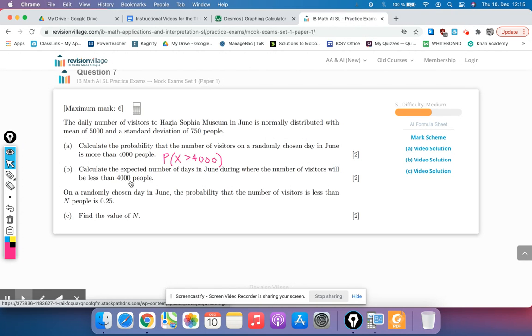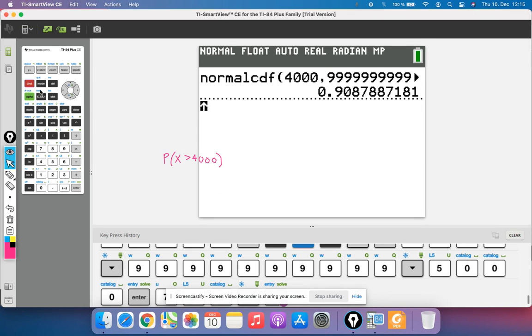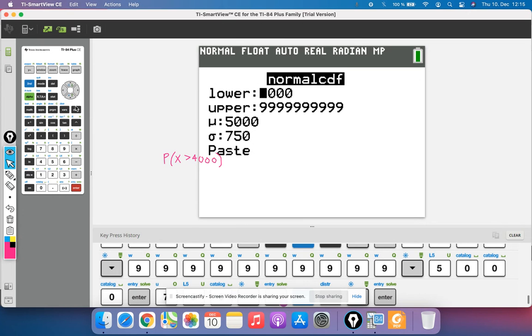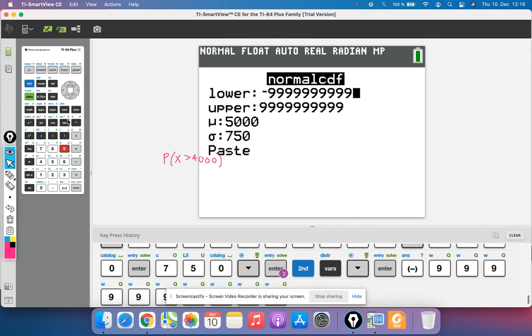Okay, the second part, part B: calculate the expected number of days in June where the number of visitors will be less than 4,000. So now we need to reverse this inequality and do less than 4,000. So going back to normal CDF, now I want the lower bound to be negative infinity. So I'm going to type in a bunch of 9s, and the upper bound is 4,000. The mean and standard deviation are still the same.